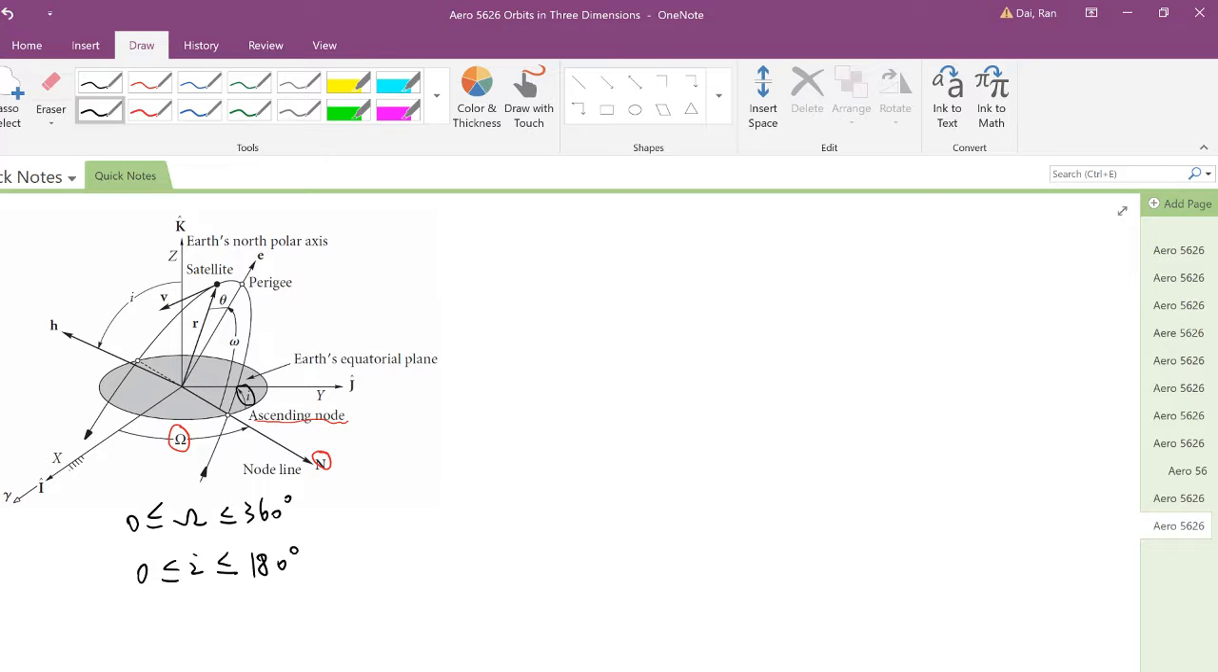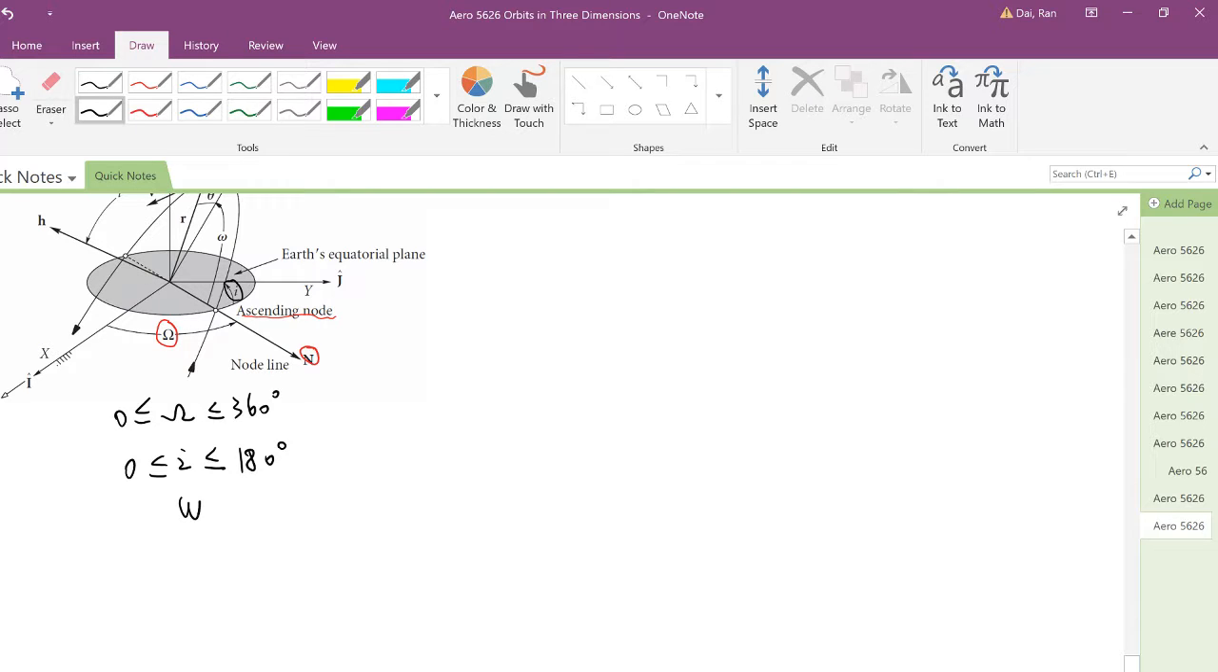This is the angle between the node line vector n and the eccentricity vector e. The eccentricity vector e points from the center in the geocentric coordinate to the perigee. The angle between the node line and the eccentricity vector is called the argument of perigee. This argument of perigee is a number between 0 and 360 degrees. So we use omega to represent this angle.